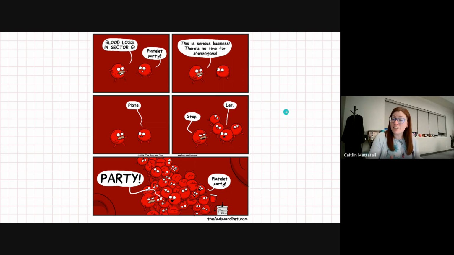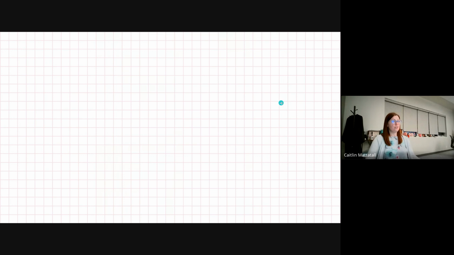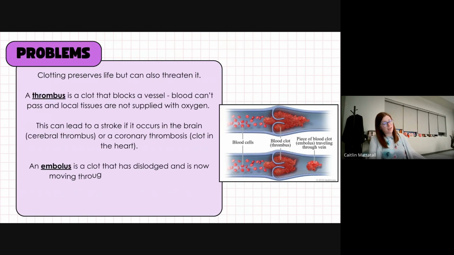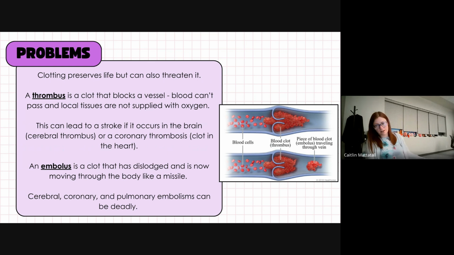All right, so clotting is important until it's not. So what can go wrong? We can clot when we're not supposed to.